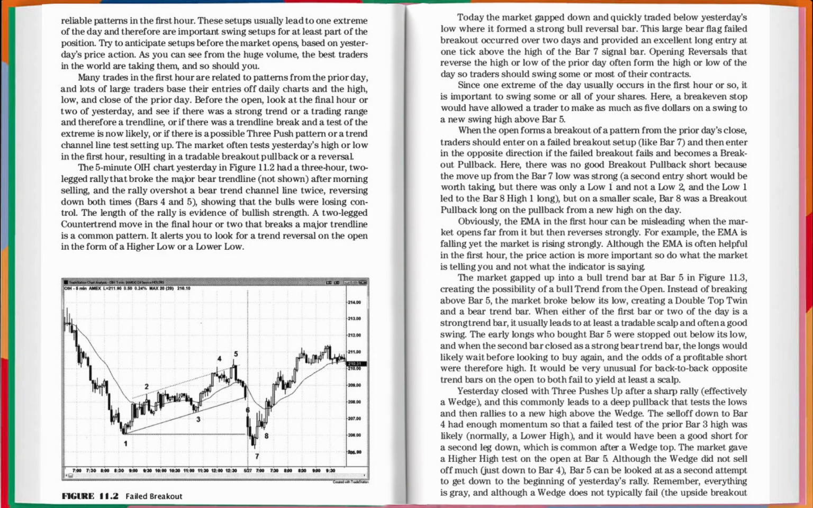A 2-legged countertrend move in the final hour or two that breaks a major trend line is a common pattern. It alerts you to look for a trend reversal on the open in the form of a higher low or a lower low. Today, the market gapped down and quickly traded below yesterday's low, where it formed a strong bull reversal bar. This large bear flag failed breakout occurred over 2 days and provided an excellent long entry at 1 tick above the high of the bar 7 signal bar.